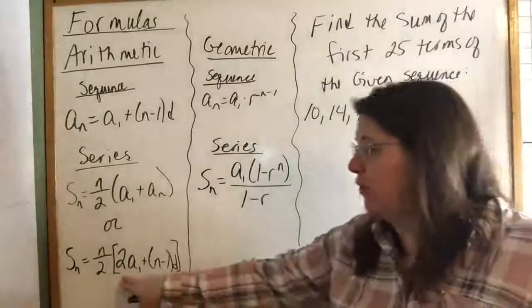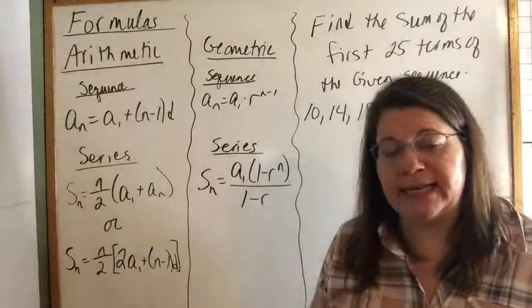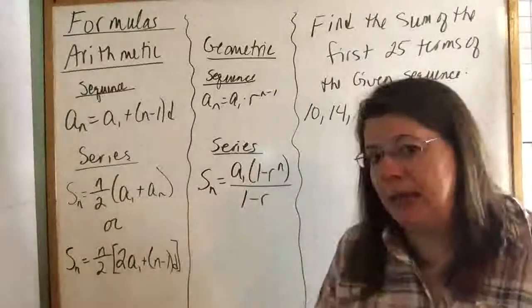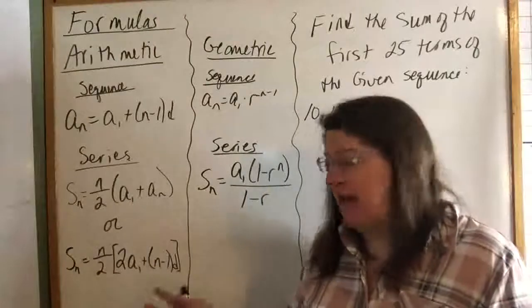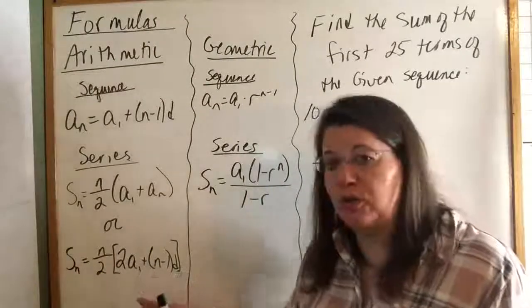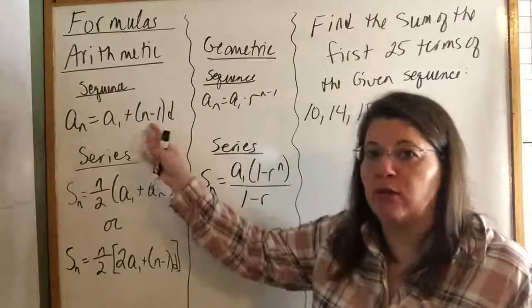This one is useful if they give you a sub 1 and an n number and you can find d, but they don't give you a sub n. But honestly, if you don't know what a sub n is, you can always use the term number that you're looking for to find a sub n in the old formula. So either way you do it is fine.